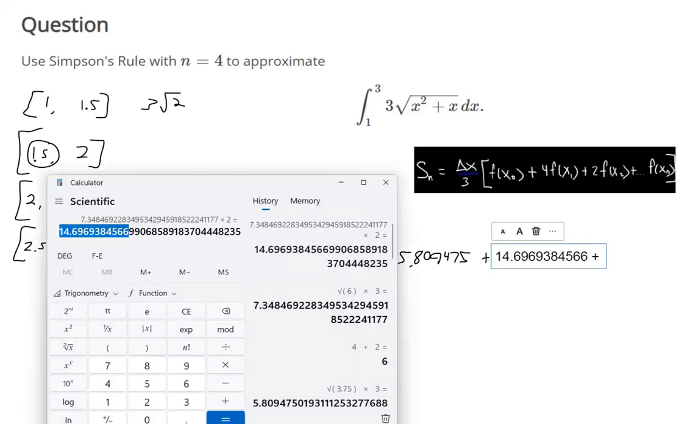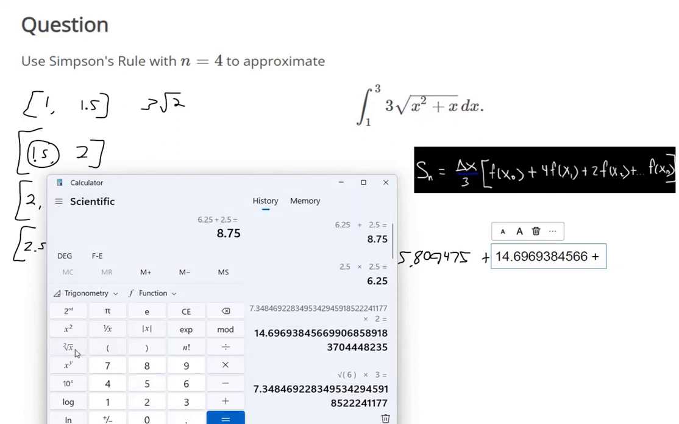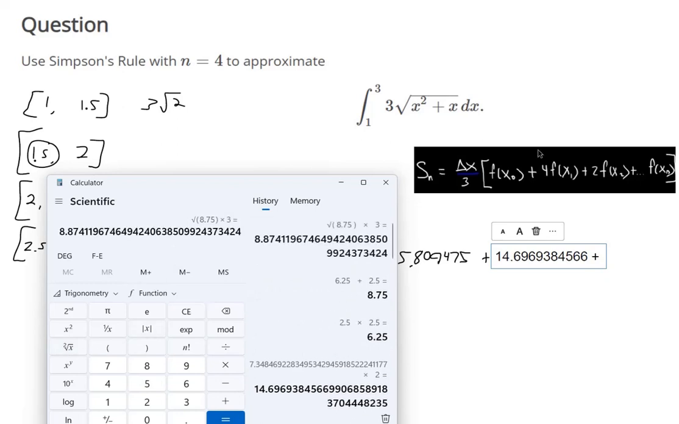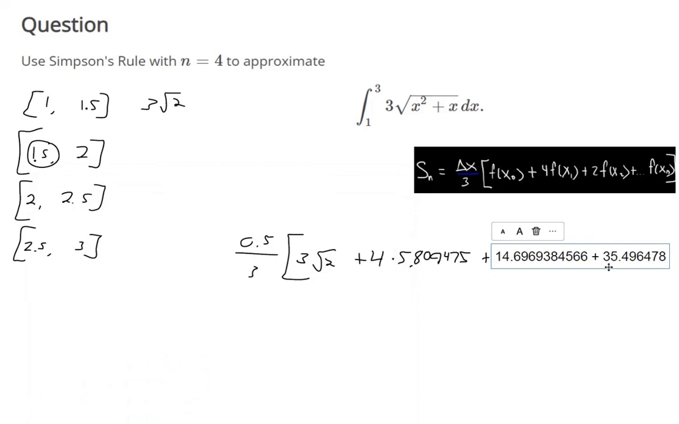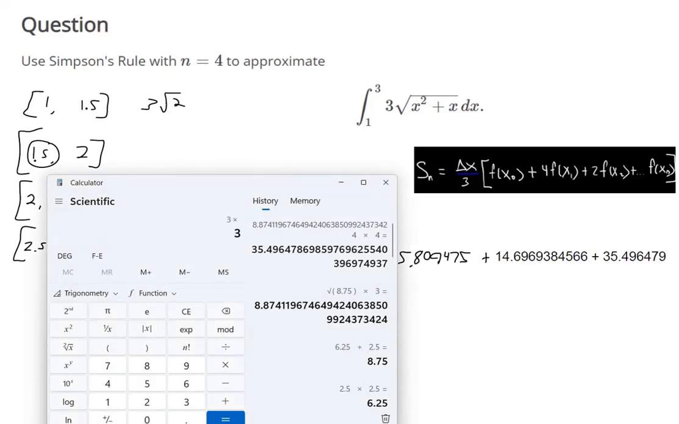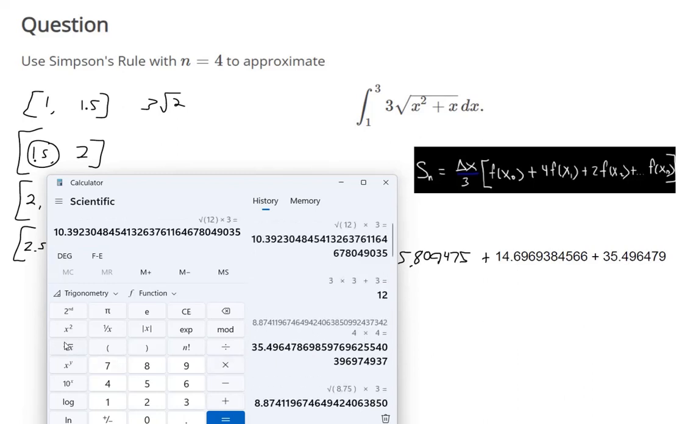So we plugged in x equals 2. Now we need to plug in x equals 2.5. So 2.5 squared in the original function plus 2.5, take the square root, and times 3. And then we're on a times 4 because we rotate times 4, times 2, times 4. So times this by 4. So this is the next part of our sum. And now we need to plug in 3. So 3 squared plus 3, square root, times 3. This is the last term in the sum, so we don't multiply it by 2 or by 4. The last term just stays the same. So it's 10.3923.